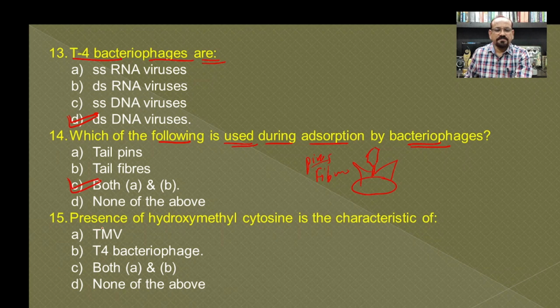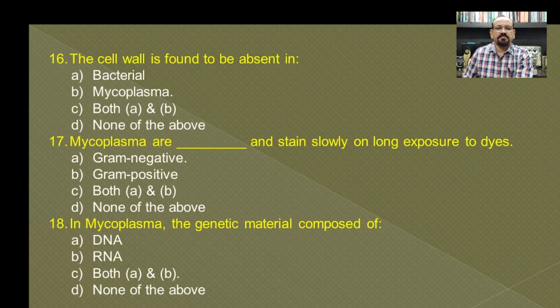Then presence of hydroxymethyl cytosine is a characteristic feature of, the presence of hydroxymethyl cytosine is found in the T4 bacteriophage. The cell wall is found to be absent in, if we want to remember the mycoplasma, then the bacterial cell minus cell wall, it is the mycoplasma. It means that the mycoplasma doesn't possess the cell wall, and hence B will be the correct answer for this question.